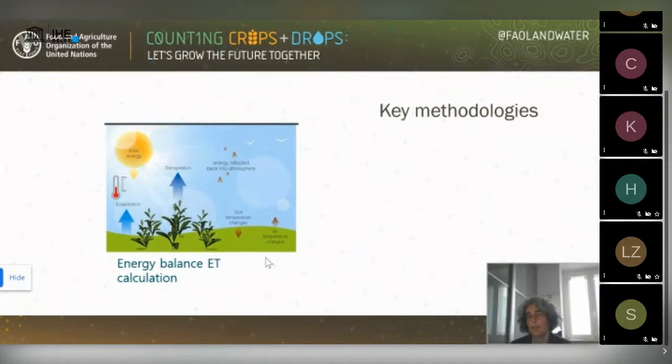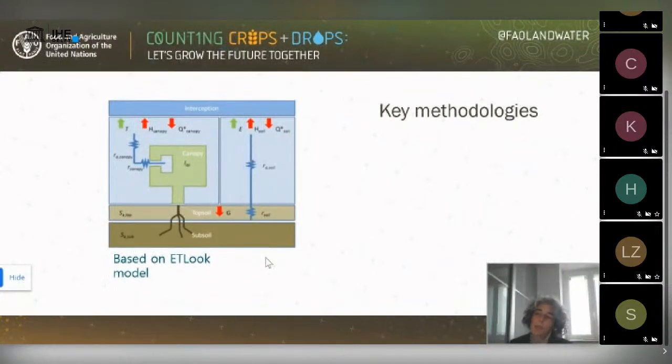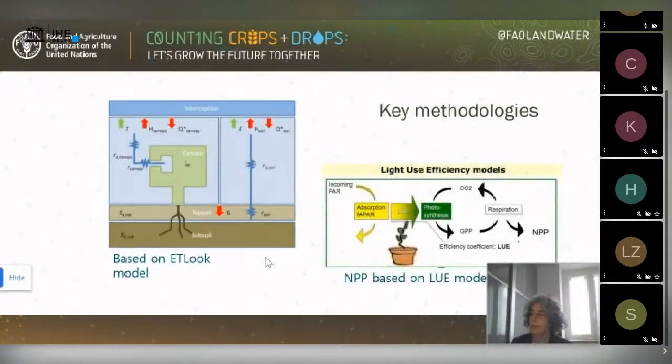And what is left is the energy available for evapotranspiration processes. And in particular, in WaPOR, we do that based on a slightly modified version of ET-Look that accounts separately for evaporation and transpiration. So that's for calculating water consumption. To calculate the biomass, we rely on a model that is based on light use efficiency. So again, the solar energy is translated into photosynthetical processes, and then we can estimate the biomass production.